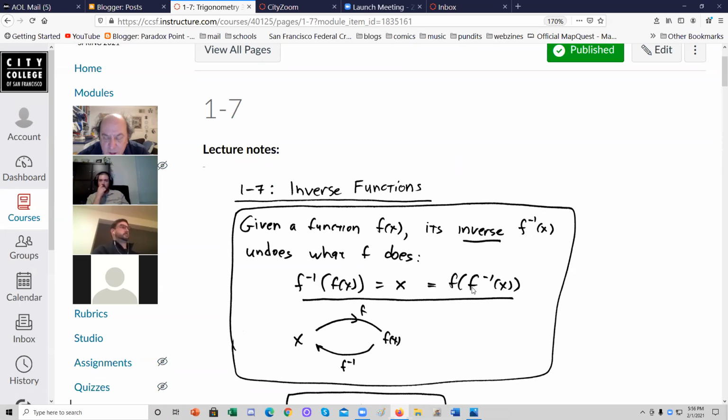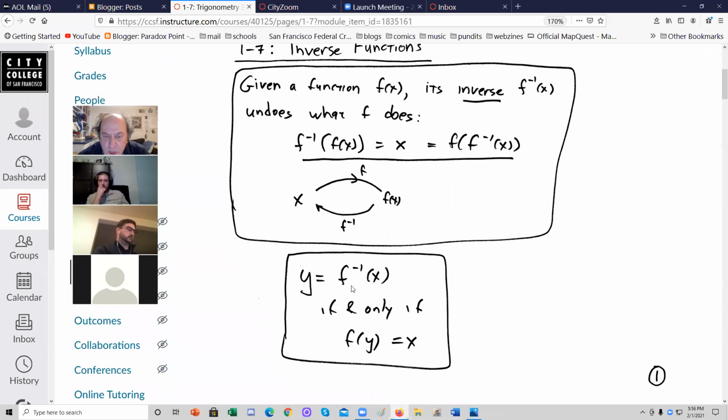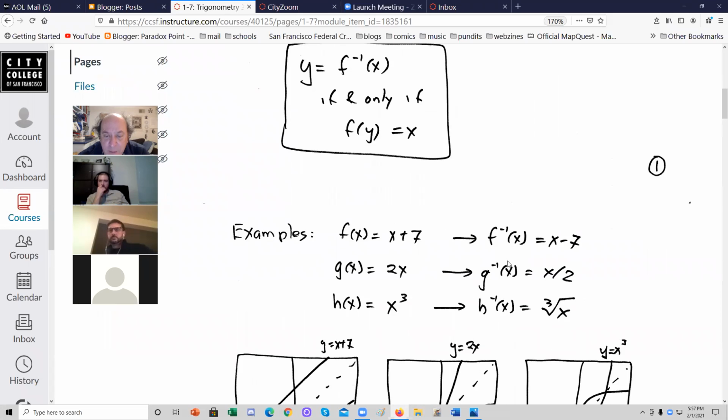F of f inverse of x equals x. So whatever f does to x, f inverse undoes it, and vice versa. In other words, y equals f inverse of x if and only if f of y equals x. So you can think of f inverse as what happens when you transpose f. So it's an opposite operation.